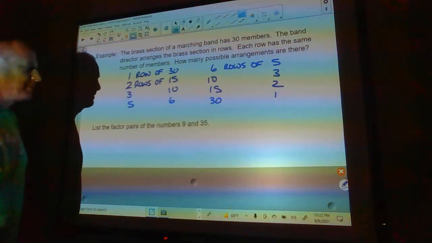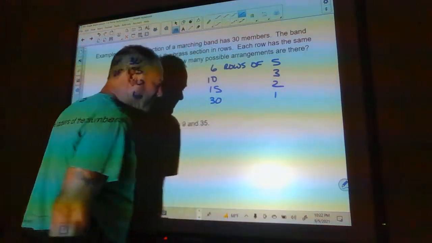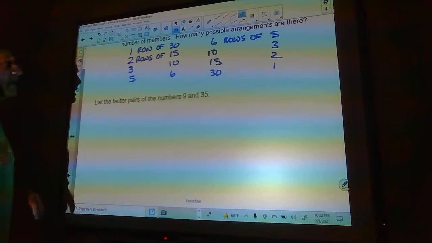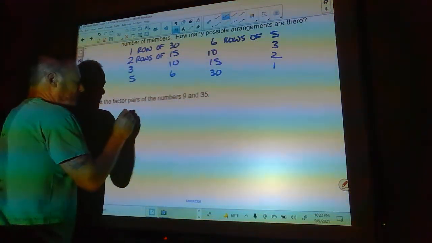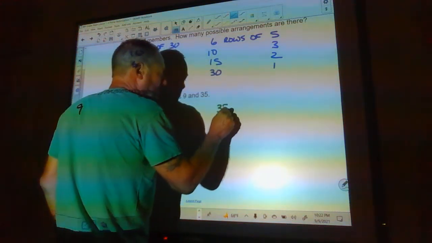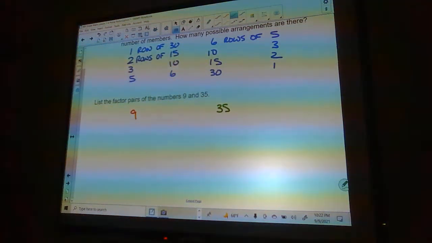Okay, list the factor pairs of the numbers 9 and 35. Okay, so I'm going to let you pause the video here. And I'm going to let you do all the factor pairs of 9 and the factor pairs of 35. Okay, so write those out and then jump back on here.